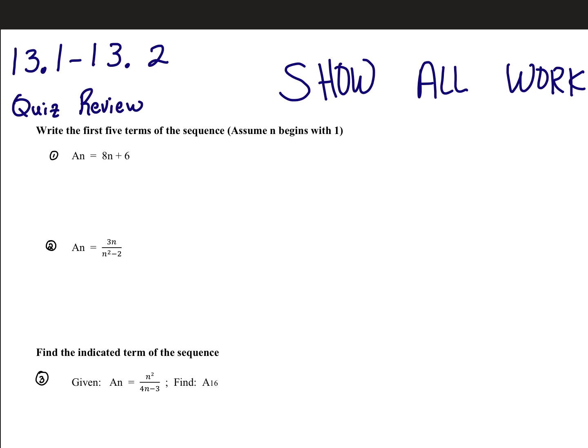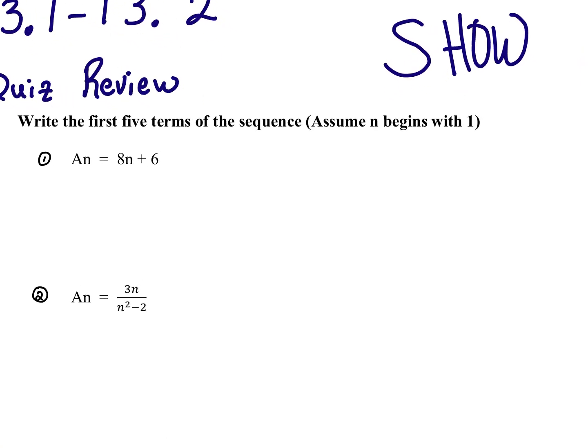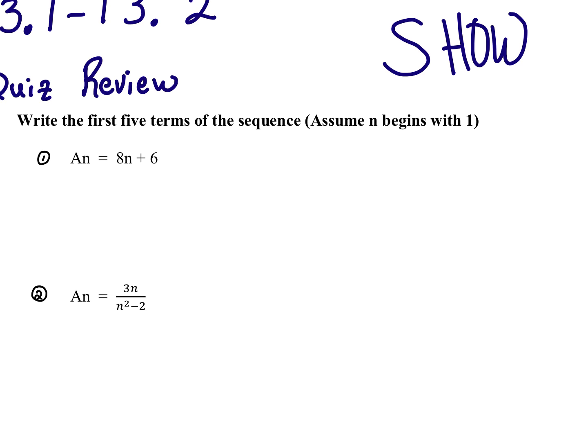Okay. The first question, getting right into this, tells you to write the first 5 terms of the sequence. Assume n begins with 1. So for these, it says a n. It should be a sub n. Just take it as a sub n, please. For number 1, you should have a sub n is equal to 8n plus 6.